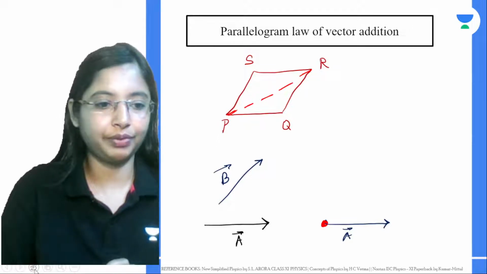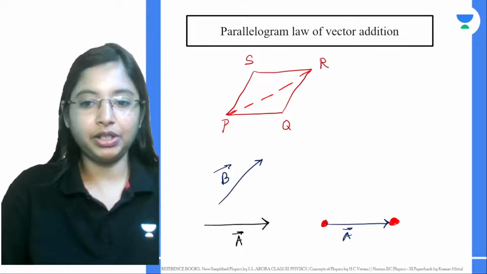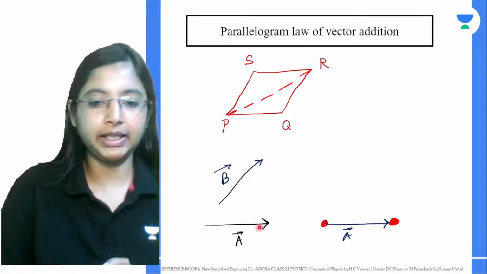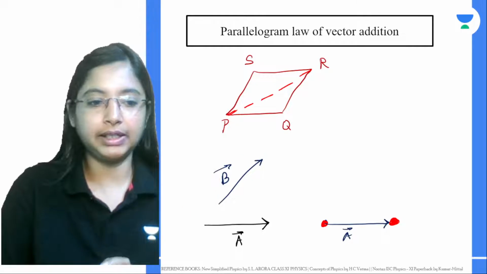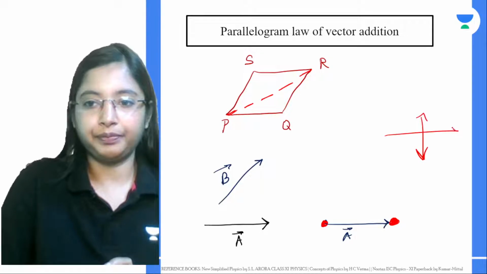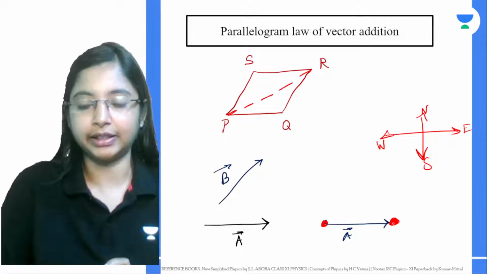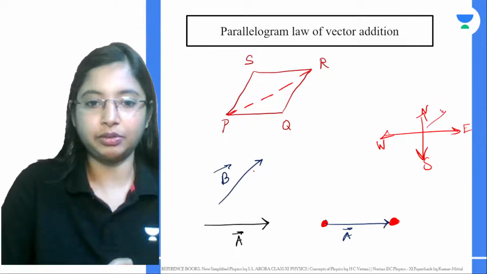So the initial position was this, and the final position after applying this force is over here. Now from here you hit the marble again. First you hit it, it has gone here. Let's take four directions: north, south, east, west. First you applied a force in the east direction. This was the starting point. It went this side. Now you are applying a force in the northeast direction, in between. That's your B vector.